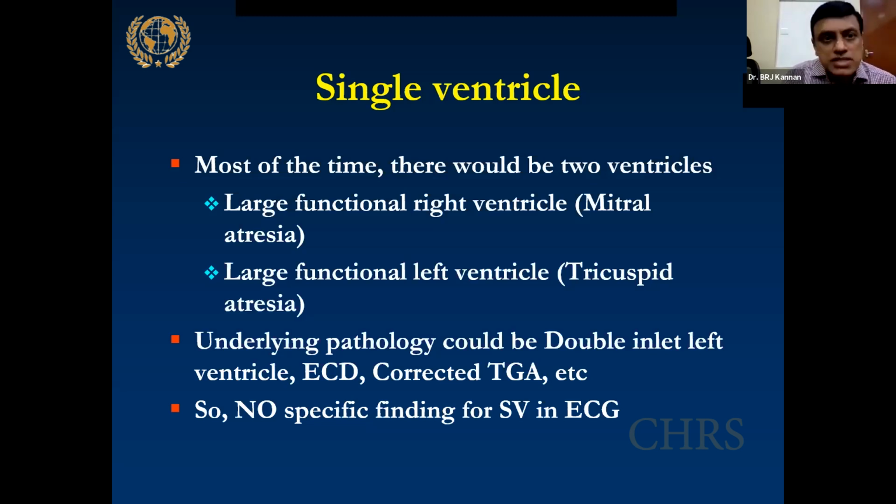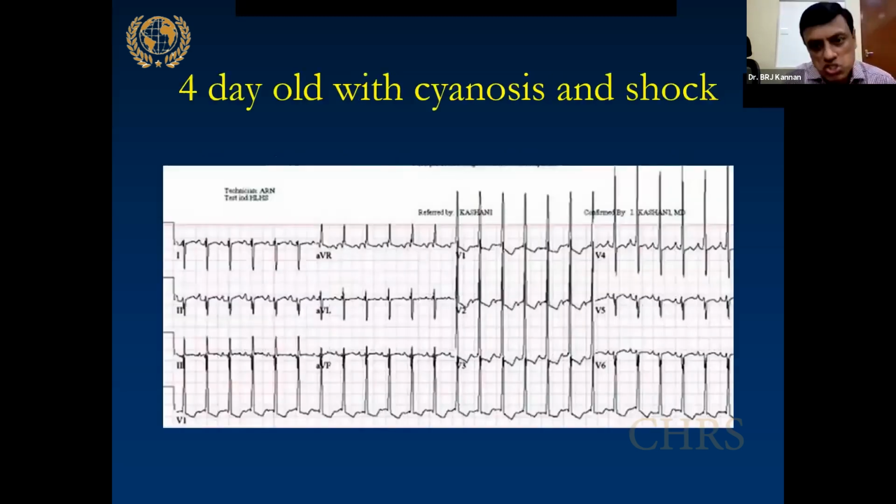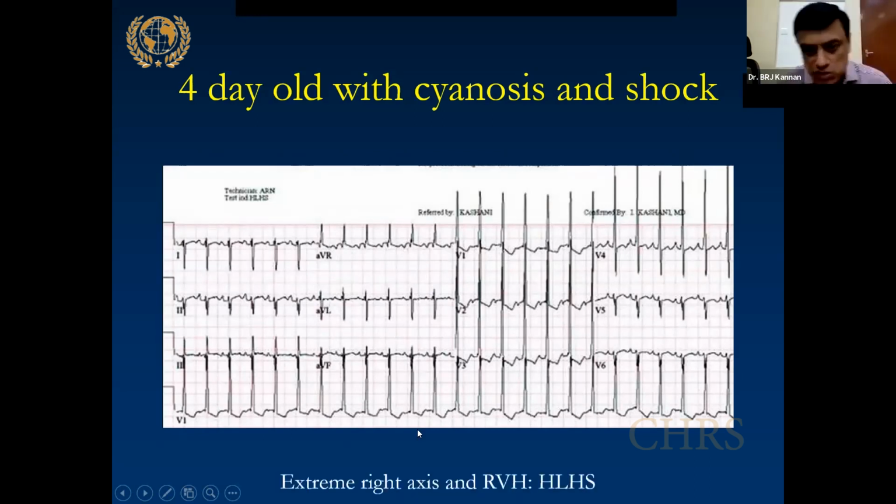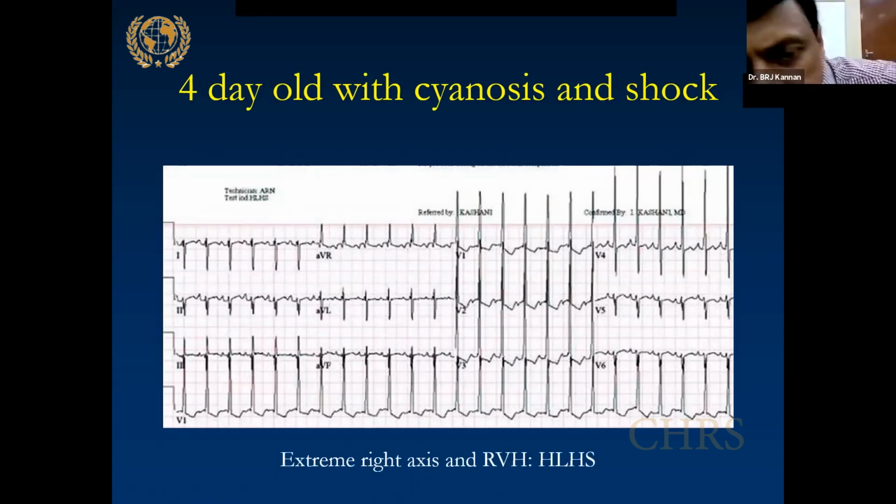Just take this 4-day-old child with cyanosis and shock. The axis is in the no man's land. It's an extreme right axis. Why do you say it's extreme right axis? See that there's a tall QRS in lead 3. So it is extreme right axis and extreme RV dominance. This child actually had hypoplastic left heart syndrome. I won't say that this is classical of hypoplastic left heart syndrome, but you can imagine this will be the finding in a case with hypoplastic left heart syndrome, because the left heart is basically not developed.